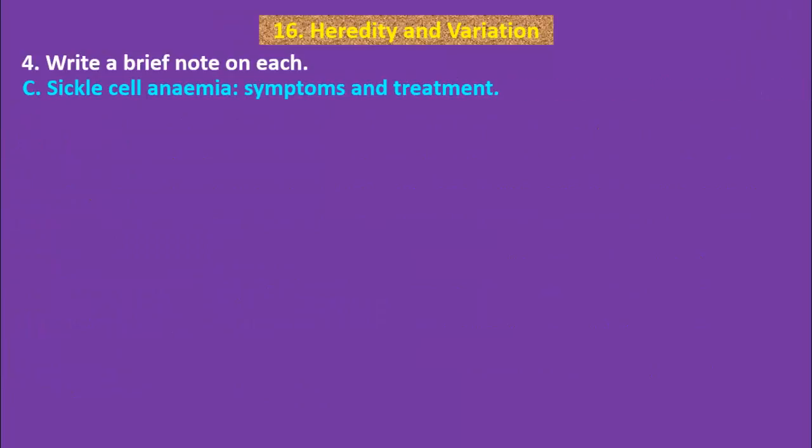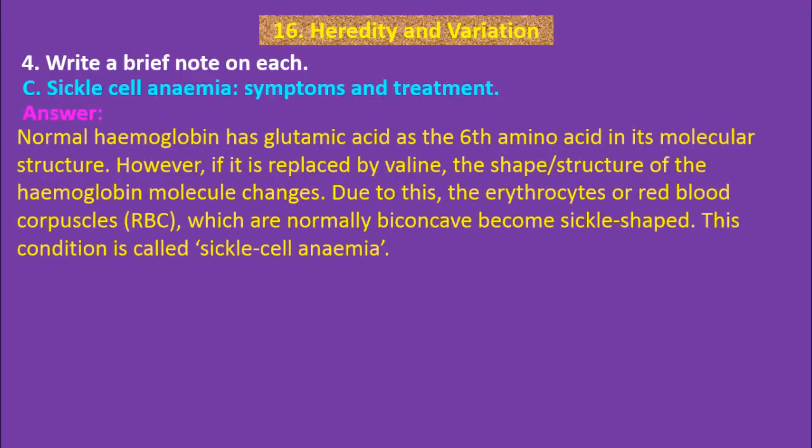C. Sickle cell anemia. Symptoms and treatment. Answer. Normal hemoglobin has glutamic acid as the sixth amino acid in its molecular structure. However, if it is replaced by valine, the shape or structure of the hemoglobin molecule changes. Due to this, the erythrocytes or red blood corpuscles (RBC), which are normally biconcave, become sickle shaped. This condition is called sickle cell anemia.